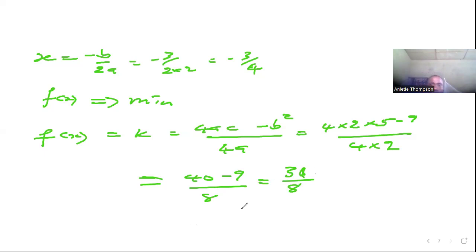You can see also that this will be the same thing as 3 whole number 7 over 8. So we get the minimum value of the function. The minimum value will be 31 over 8, or you can just write it as a mixed fraction, equal to 3 whole number 7 over 8.